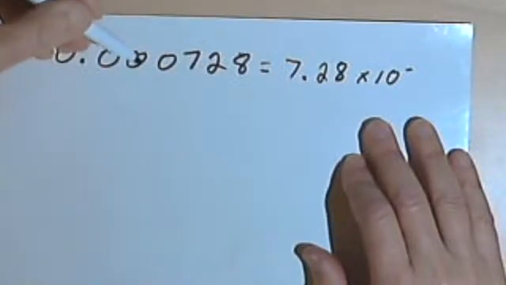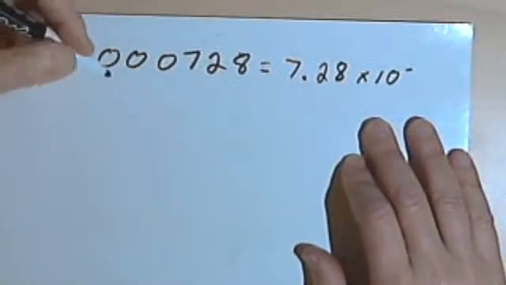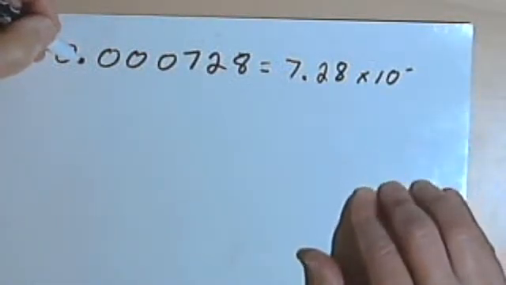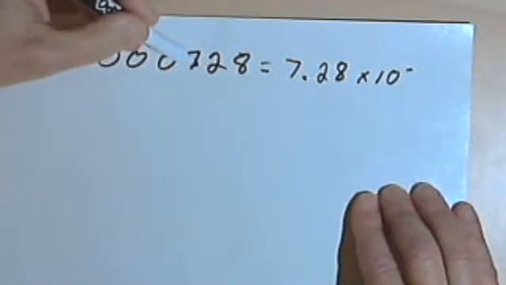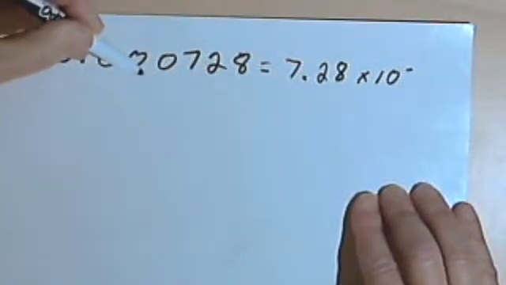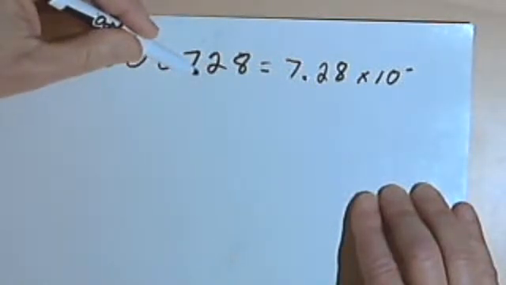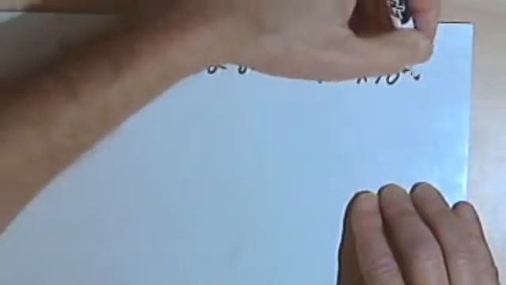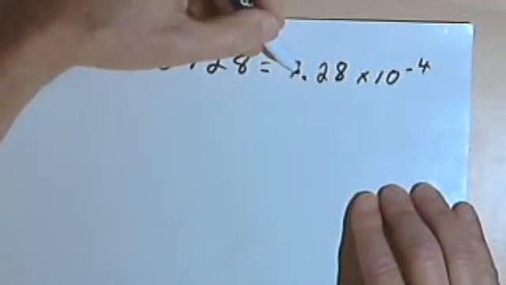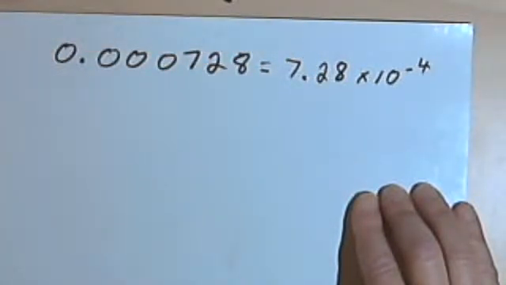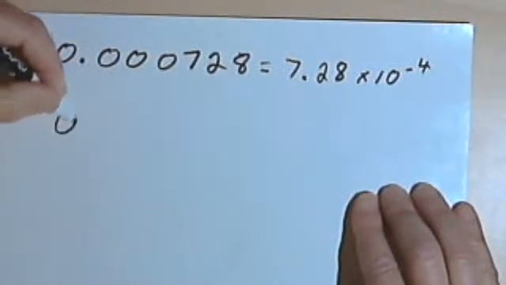Okay, so let's see what I've got here. Basically what I did was I took the original decimal point and moved it to the spot after the first non-zero digit. I moved it 1, 2, 3, 4 places, which means I want to have 10 to the negative fourth as the number I multiplied that 7.28 by. Okay? Let's look at another example.